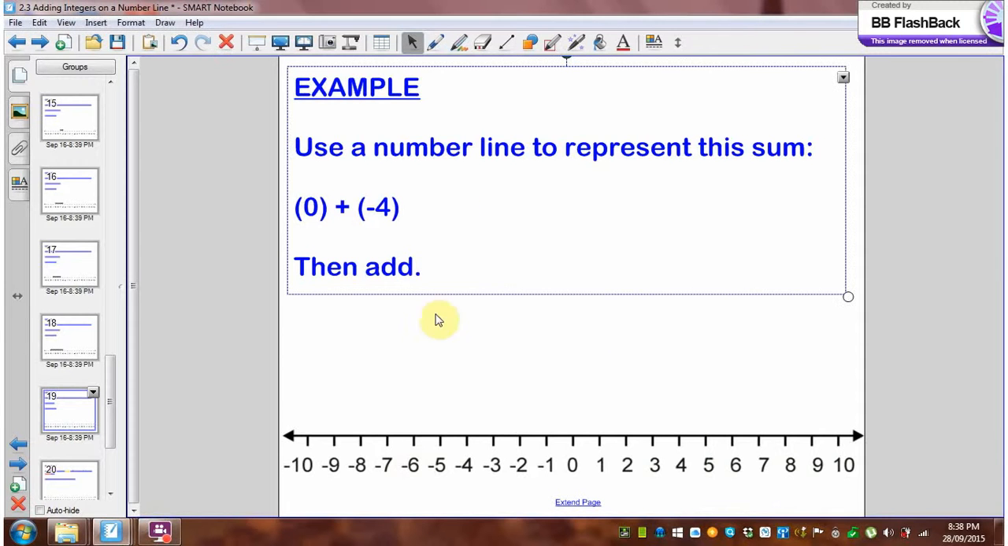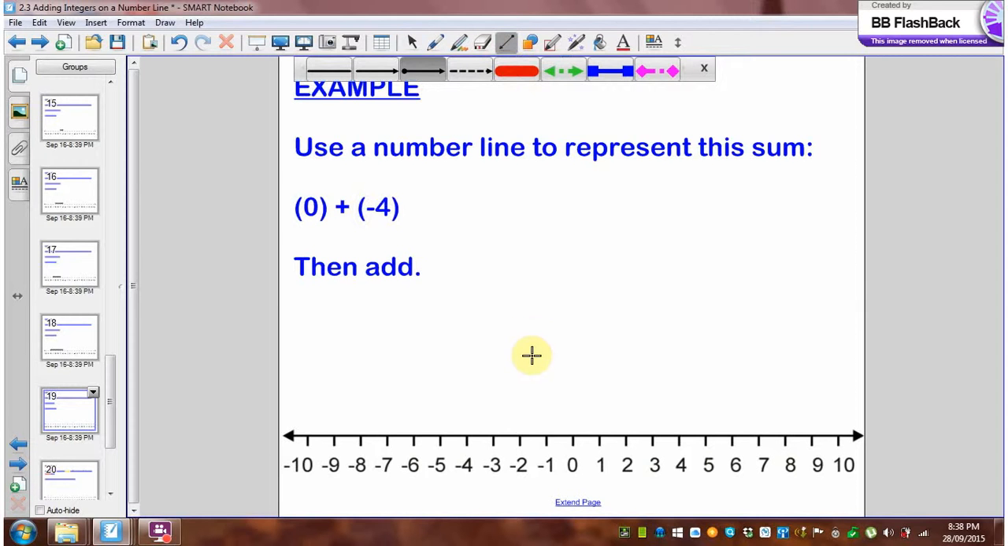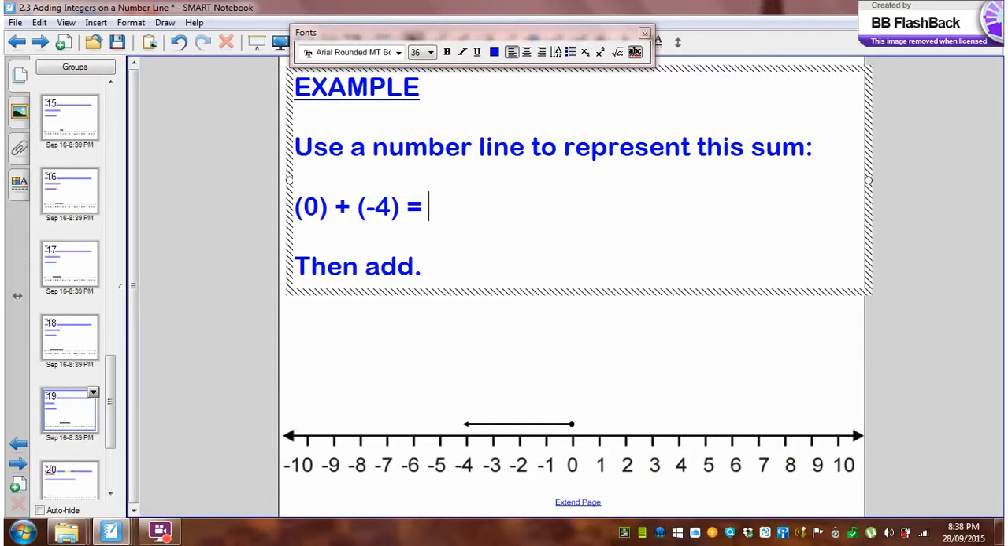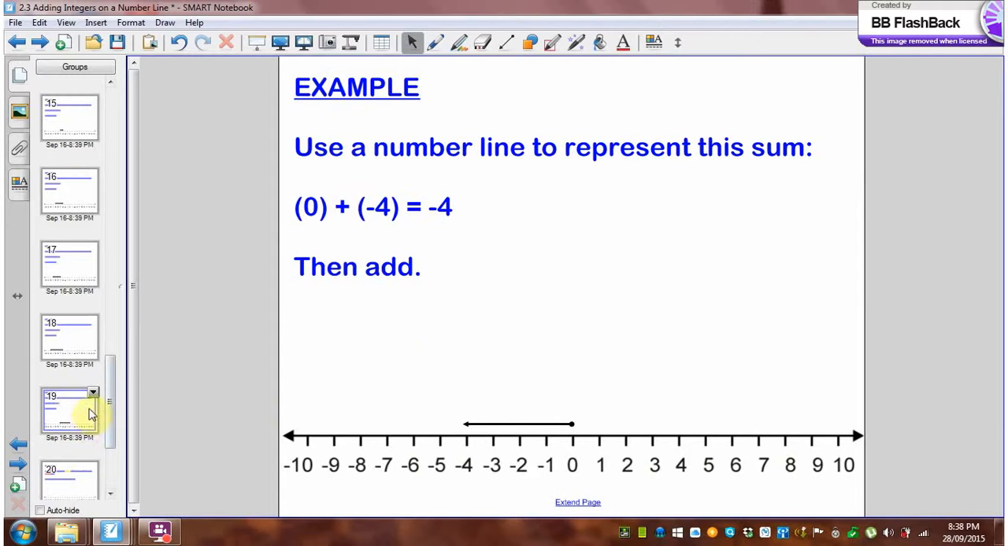Okay, let's go through this one together now. So 0 plus a -4. Okay, so use our number line. We start at 0, and we're going to the right or the left here. We're going to the left 4. We're going negative numbers. So 0, 1, 2, 3, 4. We end up at -4. So our answer here equals -4. Okay, make sure you have that copied down. And we're ready to move on.